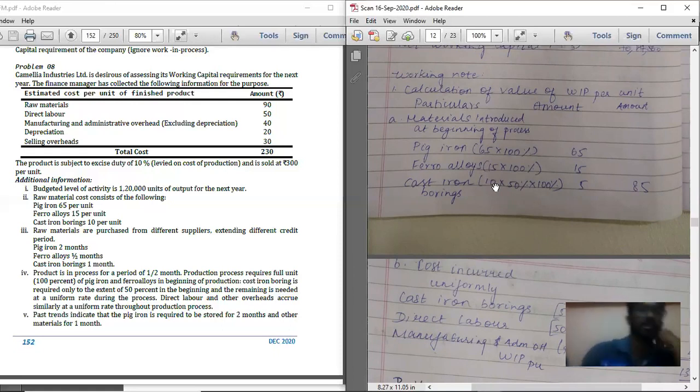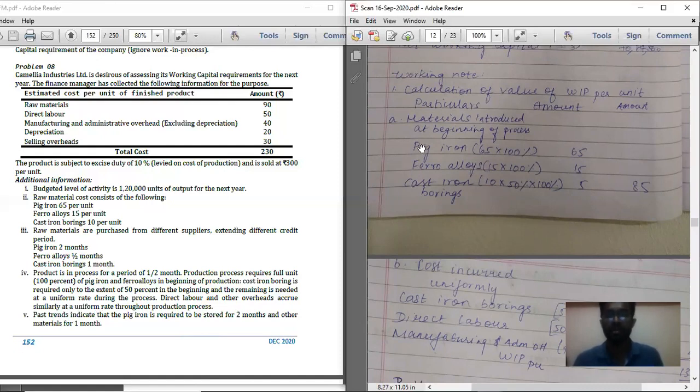See point number 4 for work in progress, they have mentioned that for work in progress it is half month. So keep it aside. For work in progress stock, it should be readily available for half month. That is point number 1. And point number 2 is the production process requires a full unit of pig iron and ferroalloys in the beginning. So what are the raw materials required at the beginning? Pig iron and ferroalloy, 100%.